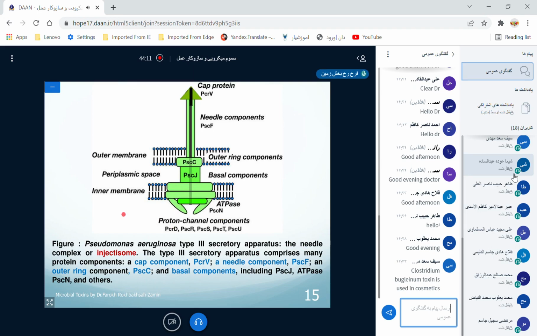The needle, where is the needle? So this is the inner membrane. This is the periplasmic space between inner membrane and outer membrane, so it is gram-negative. It has a basal component. It has something like pili, like flagellum, but it is not for motility. It is not for attachment of bacteria to each other.